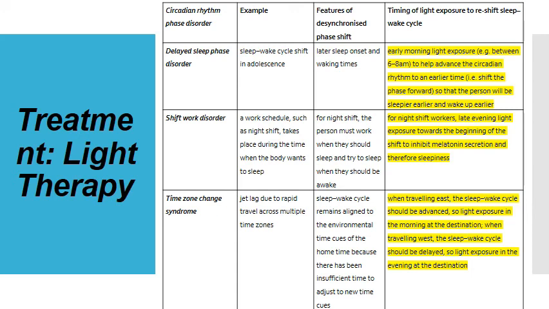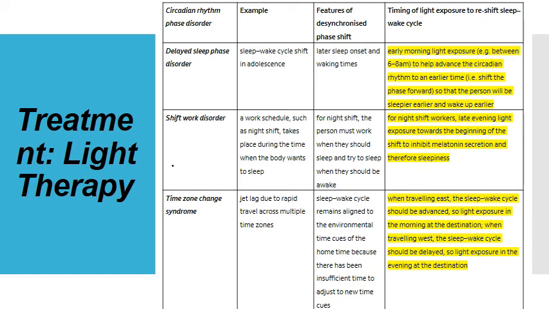So here is a little table of the 3 types of circadian phase disorders, how their phase shift is desynchronized, and the timing of the light exposure to actually shift the sleep-wake cycle back to normal. So we have delayed sleep phase disorder, which is obviously the change in the sleep-wake cycle in adolescence. So what this means is that the sleep-wake cycle is shifted forward. That always really confuses me. What I normally say is there's a later sleep onset and therefore a later waking time.